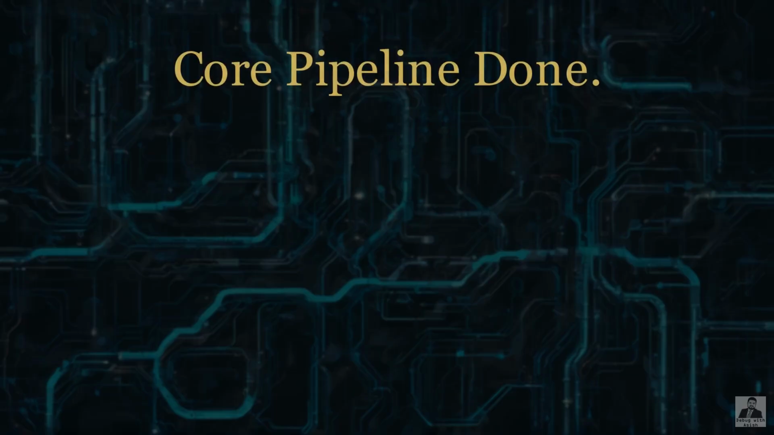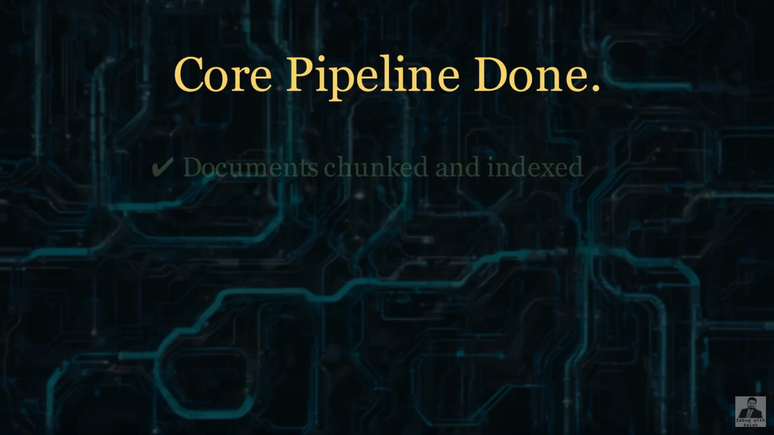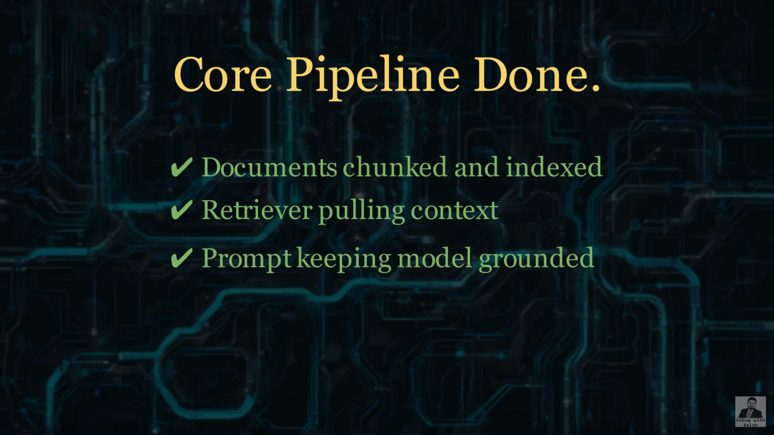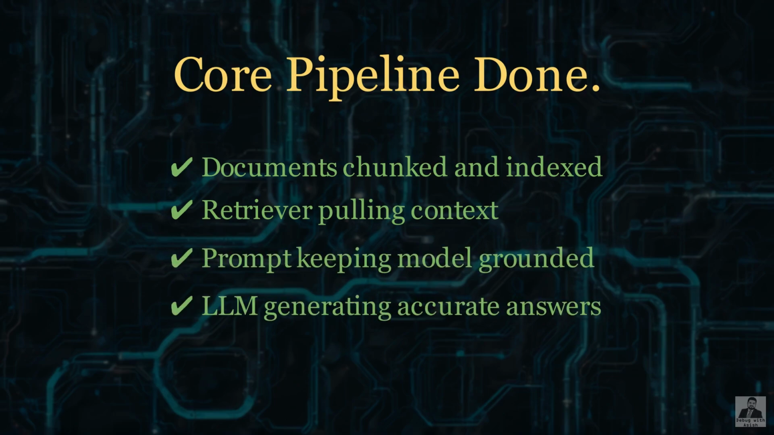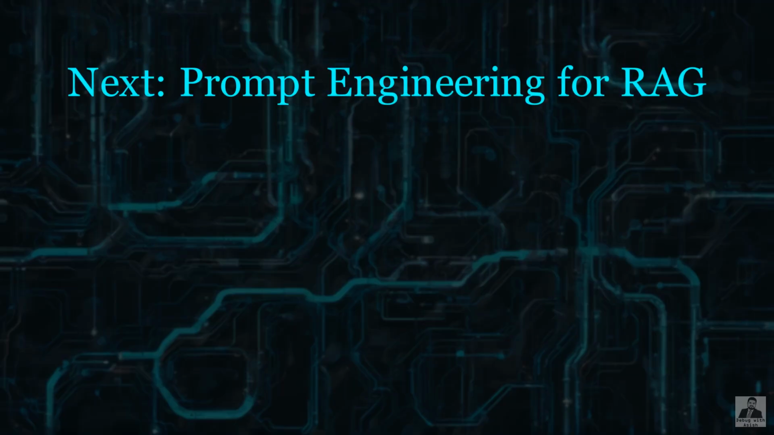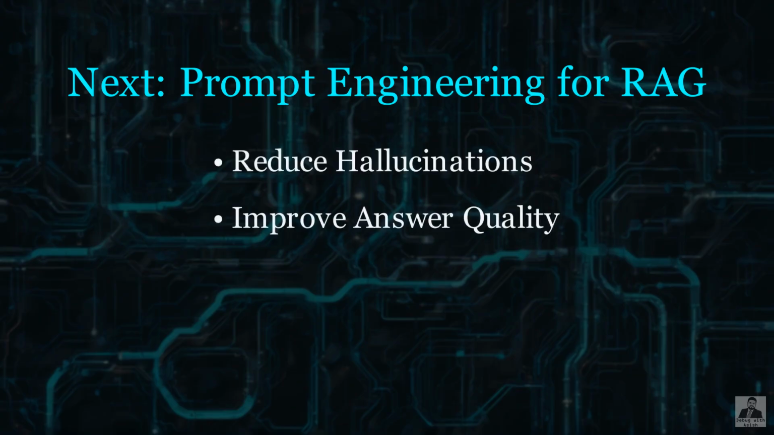You now have a fully working RAG system. Documents chunked and indexed, a retriever pulling the right context, a prompt that keeps the model grounded, and a language model generating accurate answers. In the next episode, we go deeper into prompt engineering, specifically for RAG. How to write system prompts that reduce hallucinations and improve answer quality.